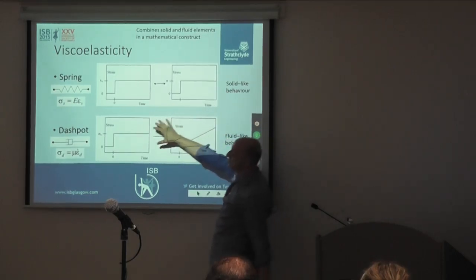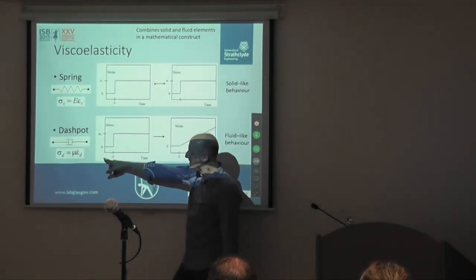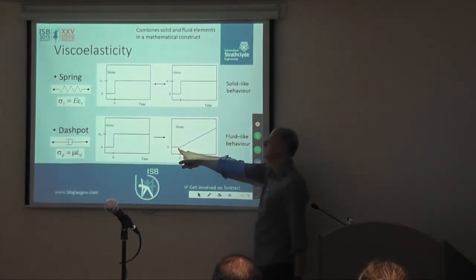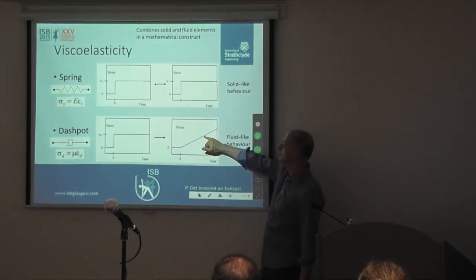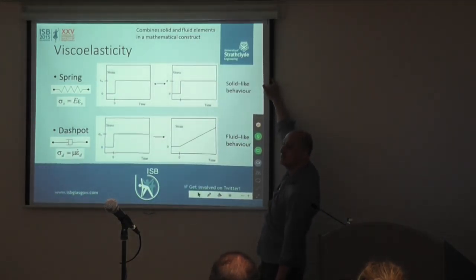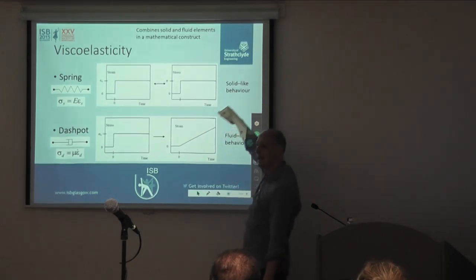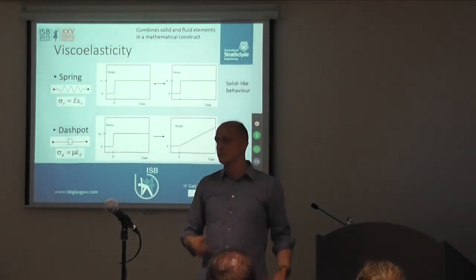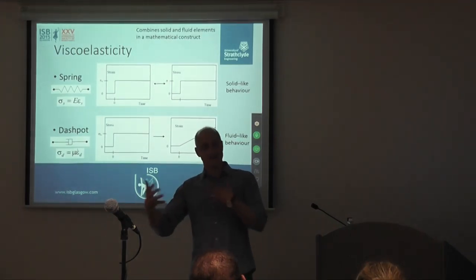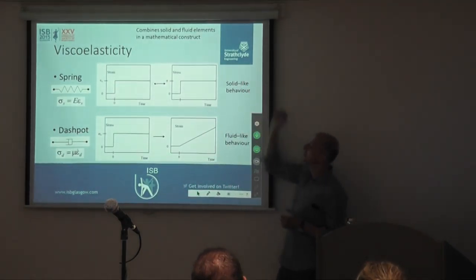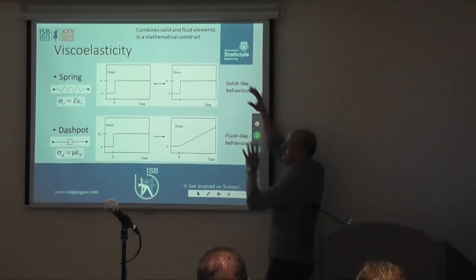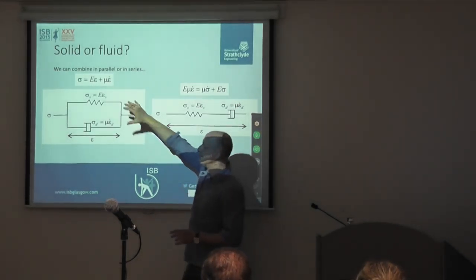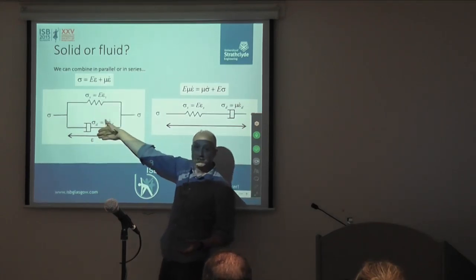So that's one component of viscoelasticity. The other one is a dashpot. In a dashpot, the stress is proportional to the strain rate. So you put a step stress in and hold that stress level, and the strain just keeps on growing and growing. That's the definition of a fluid: under a finite stress, you get infinite strain. Viscoelasticity is all about putting combinations of springs and dashpots together in various configurations. It's a combination of the solid and the fluid elements, so we've got solid-like behavior and fluid-like behavior. Rather like electronics, you can put them in parallel, or you can put them in series.